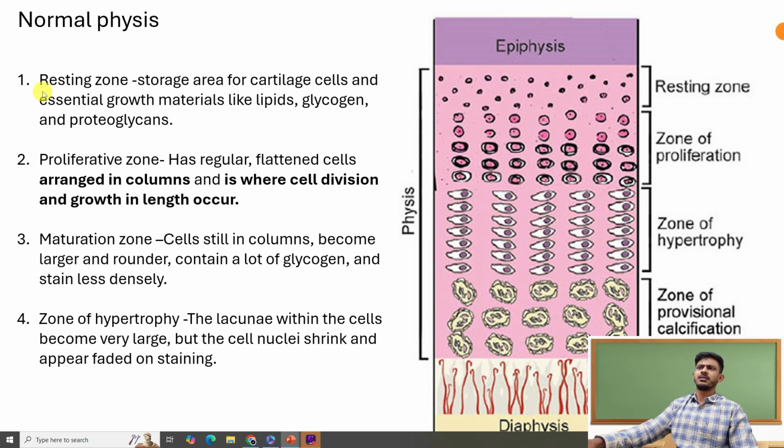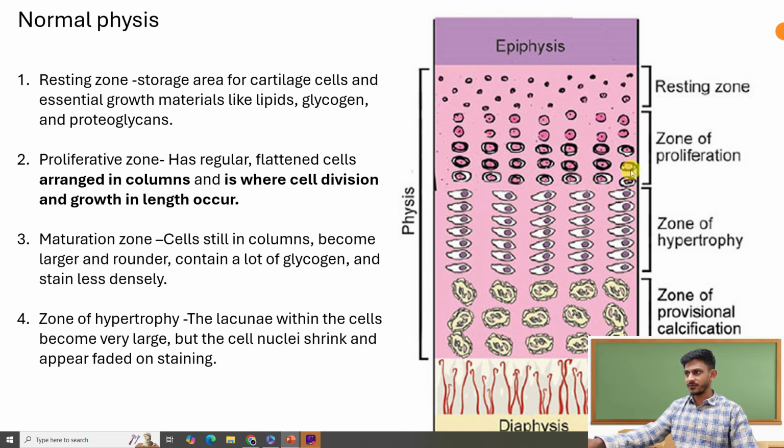So the normal physis has a resting zone, a proliferative zone, a maturation zone, and a hypertrophy zone. The resting zone is just a storage area for minerals and important stuff that helps with growth. The proliferative zone is where the cell division and growth in length of the bone occurs. In the maturation zone the cells become larger, and around the maturation zone is the zone here, and this is the zone of hypertrophy.